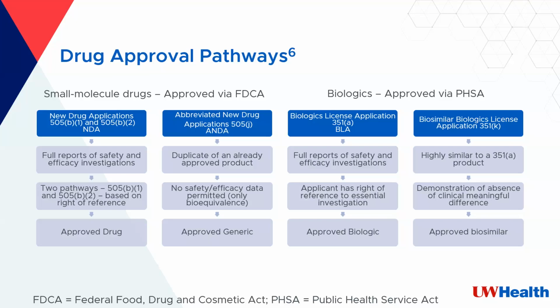So important to point out here too, that small molecule drugs are approved using the Federal Food, Drug, and Cosmetic Act, whereas the biologic products are approved via the Public Health Service Act. As far as timelines go for each of these, NDAs take anywhere from 10 to 15 years, biologics can take about 15 years, biosimilars take roughly 8 to 10 years, while generics take 6 months to just a few years, depending upon how complex they are.